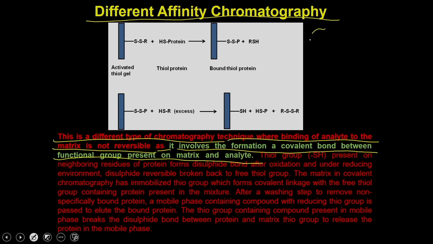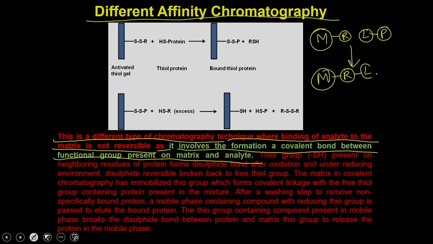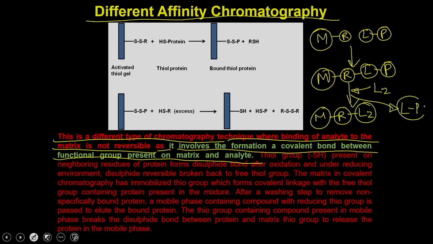So what we have discussed in conventional affinity chromatography is that you have a matrix, you have the receptor that is coupled, and you have a ligand which is coupled with your protein. When you pass it through, the matrix-bound receptor makes a complex with the ligand present on the protein. Then in the third step, you flow ligand number 2, and the matrix where the receptor is bound is going to bind L2, and your L-bound protein is eluted.